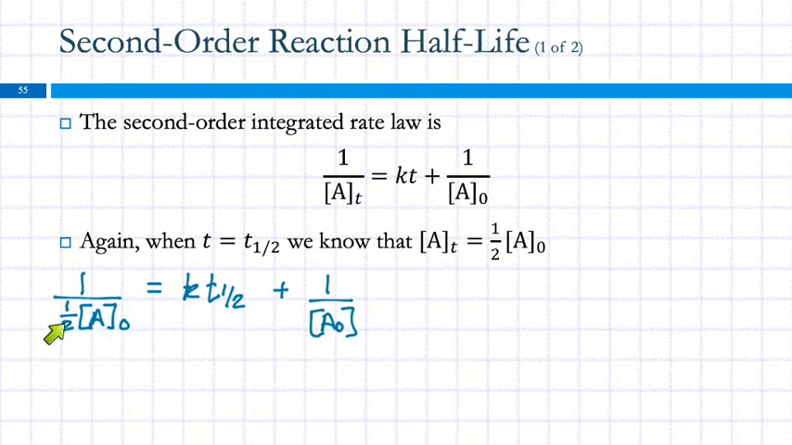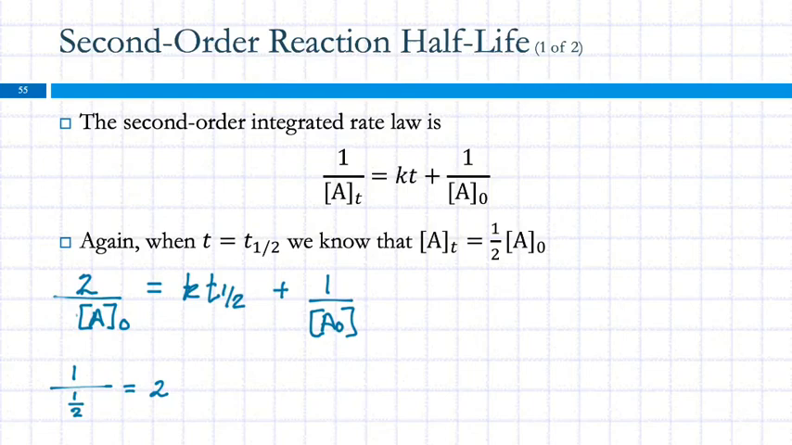What if I take this 1/2 from the denominator? What does that become? Becomes 2. So 1 over 1/2 is equal to 2. And you can prove that to yourself with your calculator. Do 1 divided by 0.5. It's 2. So now I've got 2 over A0 is equal to KT1/2 plus 1 over A0.